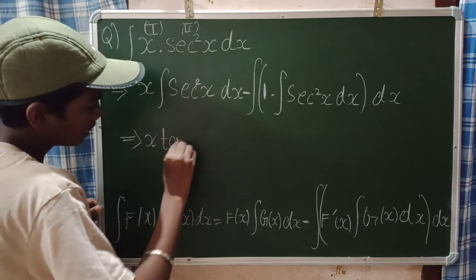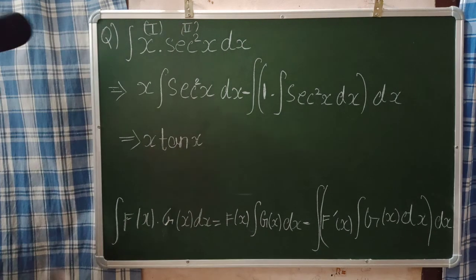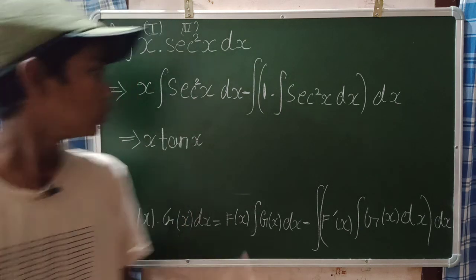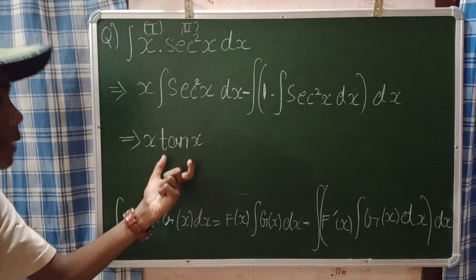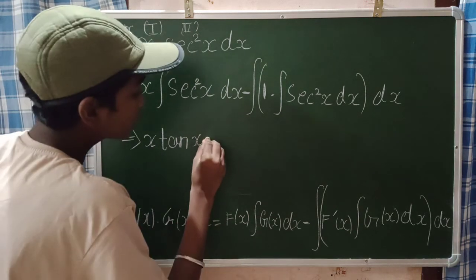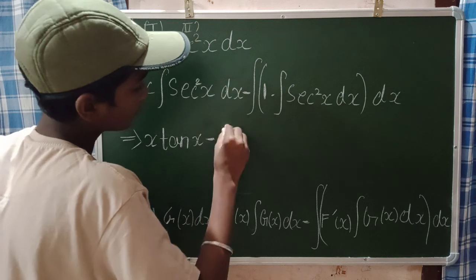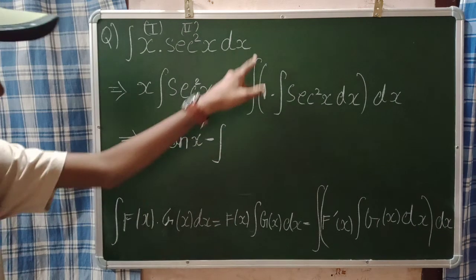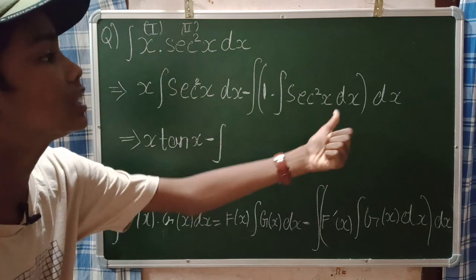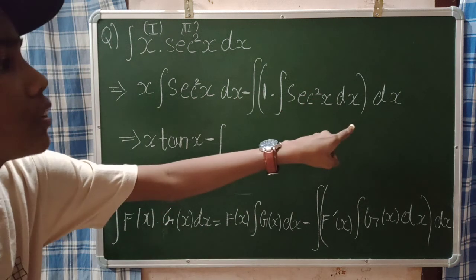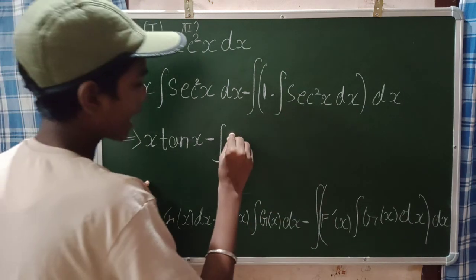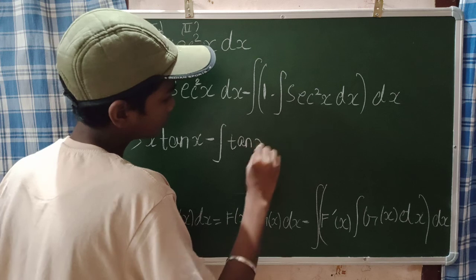Because guys, this is the basic formula that you learned in indefinite integration. The integral of sec² x dx is nothing but tan x. Then minus the integral of this big integral: the integral of 1 into the integral of sec² x dx. What is the integral of sec² x dx? That is nothing but tan x. So 1 into tan x will be tan x dx.